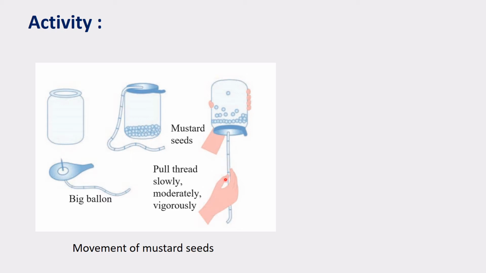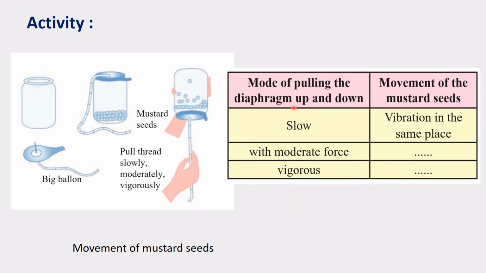Pull this diaphragm up and down with the help of the thread, first slowly, then with moderate force, and then vigorously. Vigorously means fast. And then see the observations. See the table given on page number 39. That is the mode of pulling the diaphragm up and down.